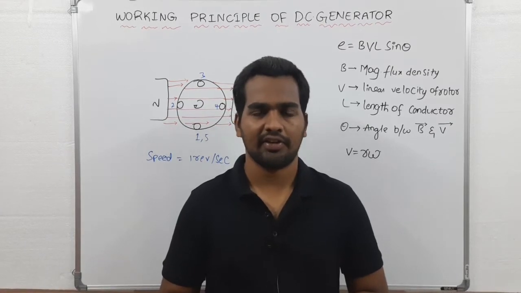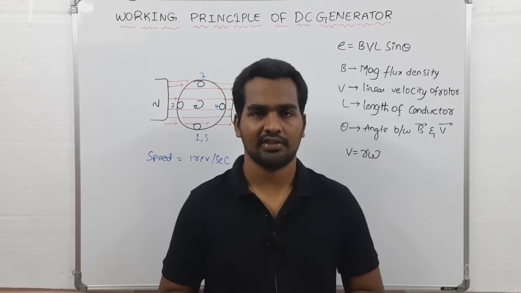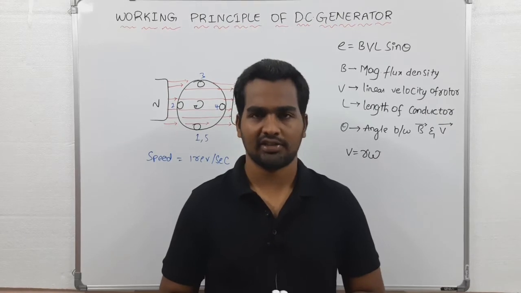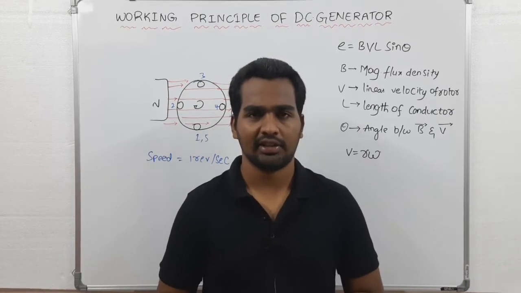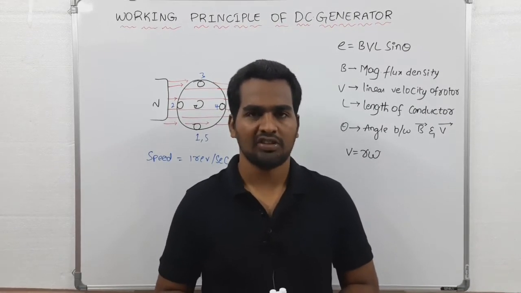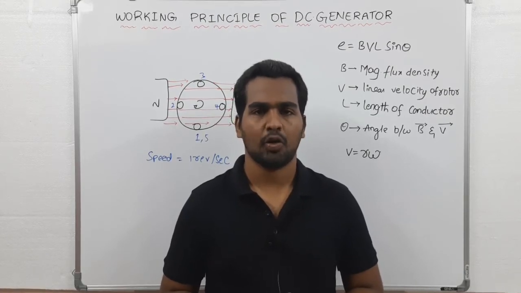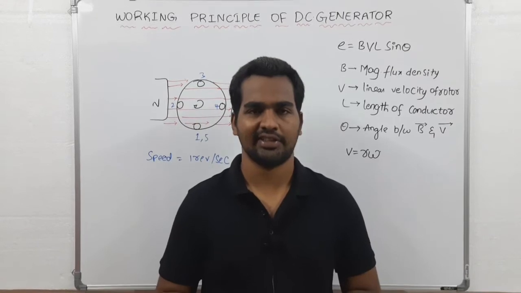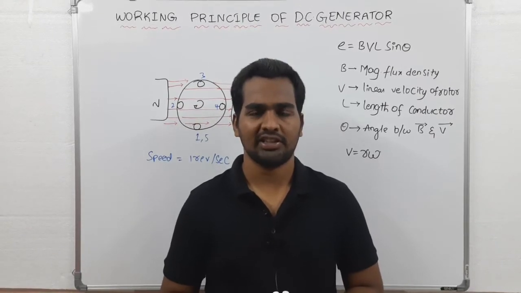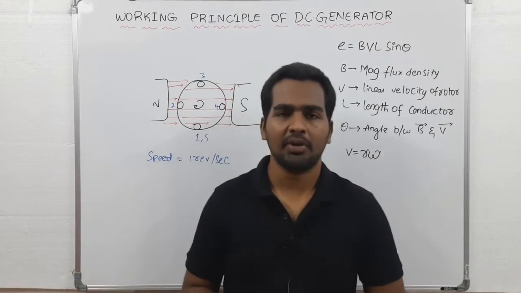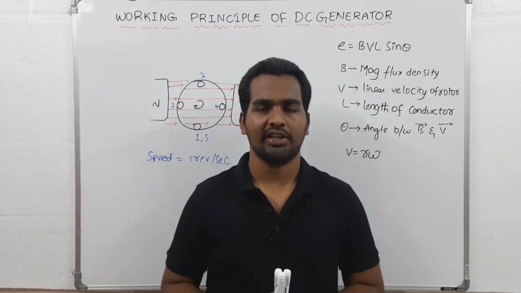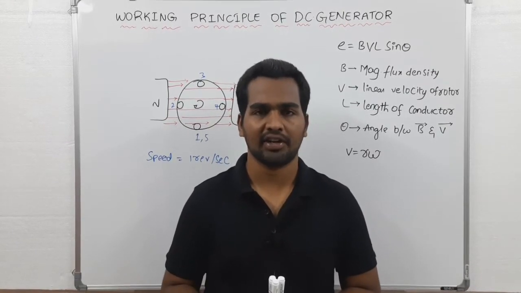There are three different types of generators. One is the DC generator, the second is the induction generator, and the third is the synchronous generator. Both induction and synchronous generators are AC generators, and the output of those generators is an AC value. The output of the DC generator is a DC output voltage, and the working principle of a generator is Faraday's law of electromagnetic induction.